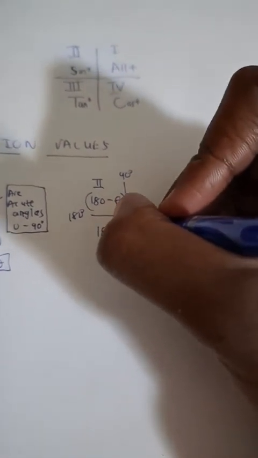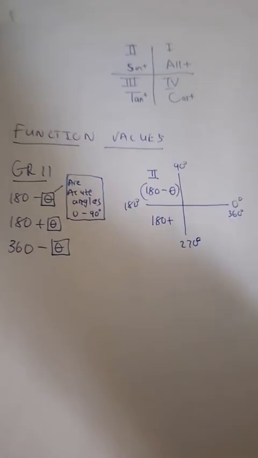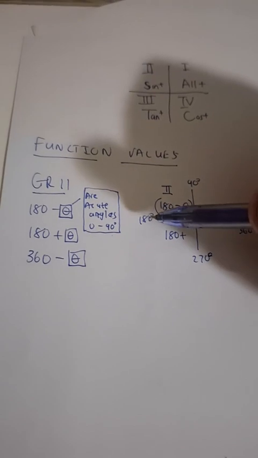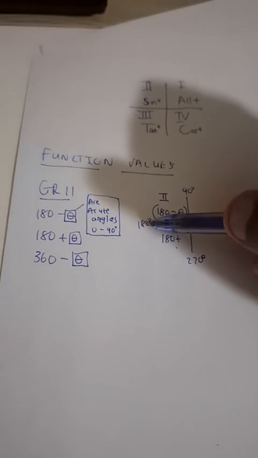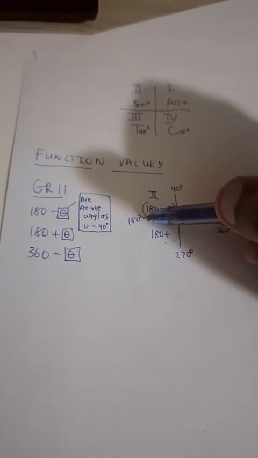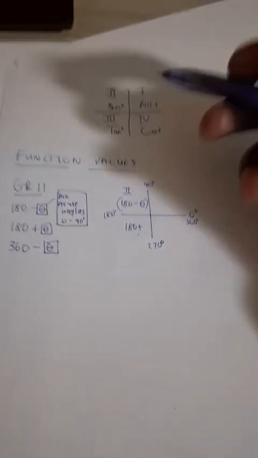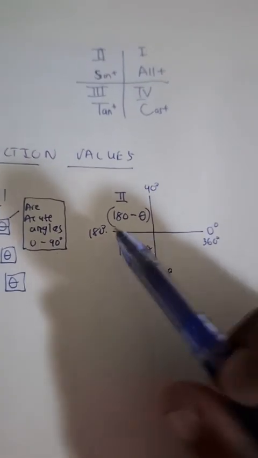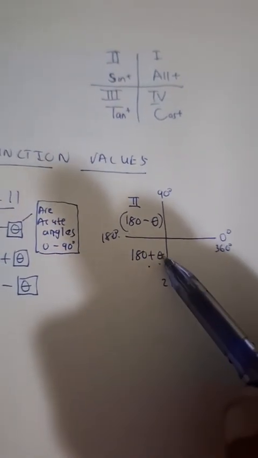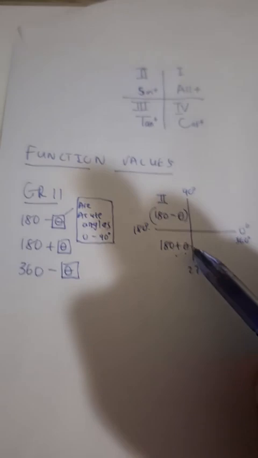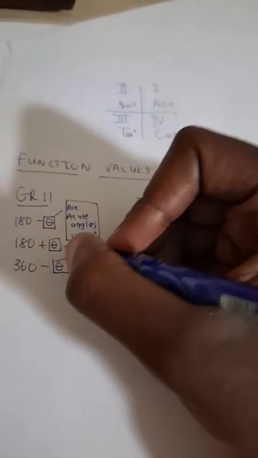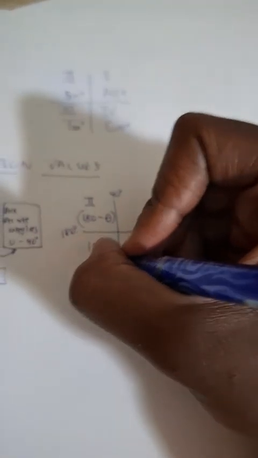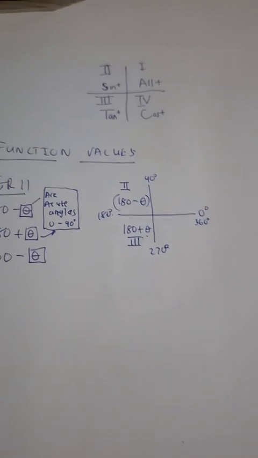Second function value, 180 plus. Understandably so, if we are moving in this anti-clockwise direction, we are in the plus direction of 180 when we're going in the anti-clockwise direction. But remember, what did I say about theta? It is supposed to be an acute angle. For this to fall within this quadrant, it has to be an acute angle. This is very important, that this theta value has to be acute. So we say that 180 plus theta is referring to the third quadrant.